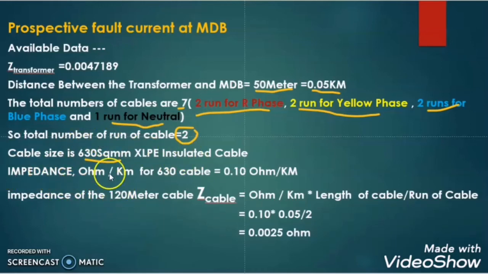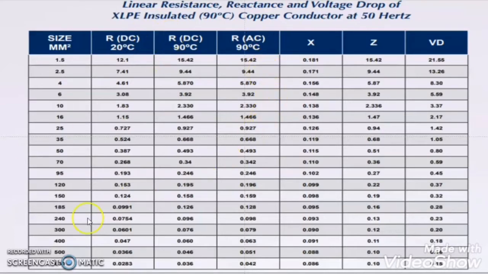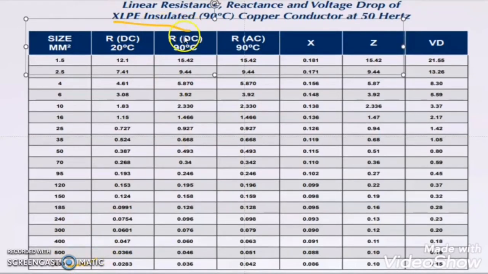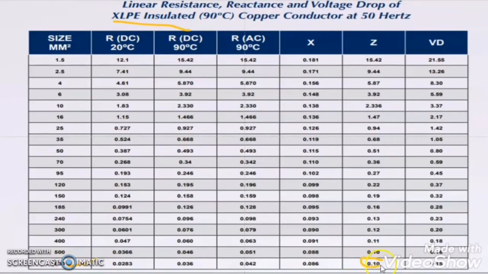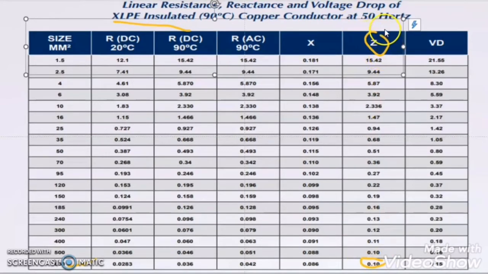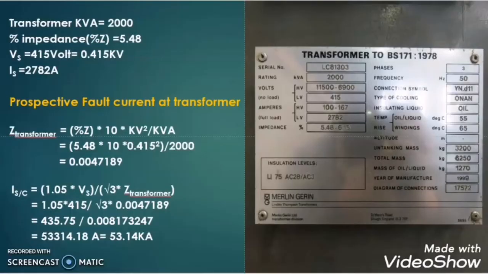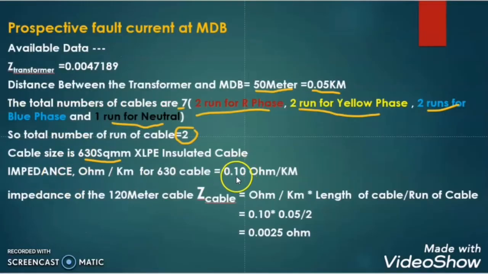As per the manufacturer data, we have to check how much resistance or impedance this size cable has per kilometer. You will get it from the cable technical data sheet. So here I refer to the NCI cable data sheet. Here you can see that for 630 square mm XLPE insulated cable, the impedance per kilometer is 0.10 ohm. So I have selected the value 0.10 ohm per kilometer.